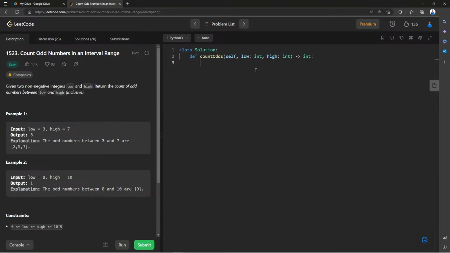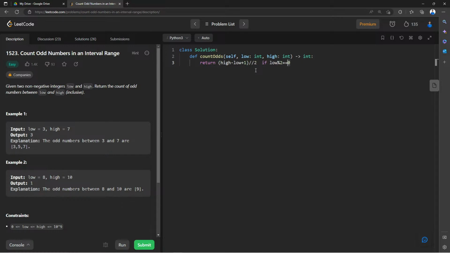So here guys, first of all I took the Python programming language. I'm going to say return, if low mod 2 is 0, that means the first number is even, right? So if it is even, we are going to return just the total number divided by 2, right? So high minus low plus 1 is going to tell us the total number because both are inclusive, and divide by 2.